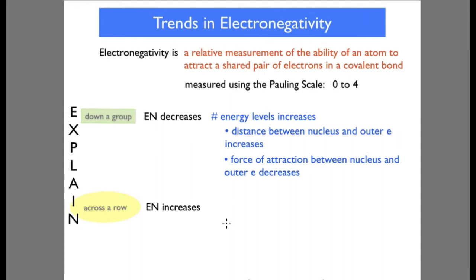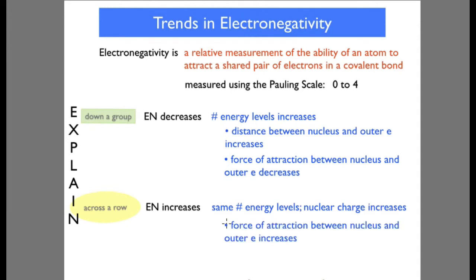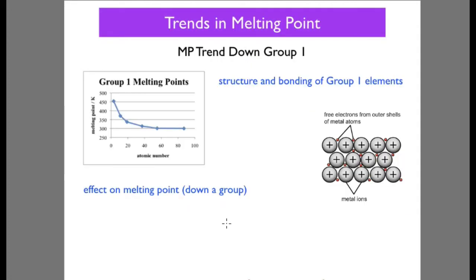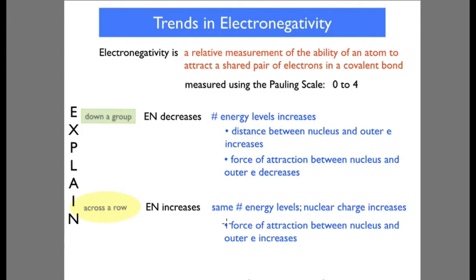Across the row, we explain the increase in electronegativity because the same number of energy levels exist, but nuclear charge increases. The force of attraction between the nucleus and the outer electrons increases. Okay, moved on a bit quick there. Just another look at that.